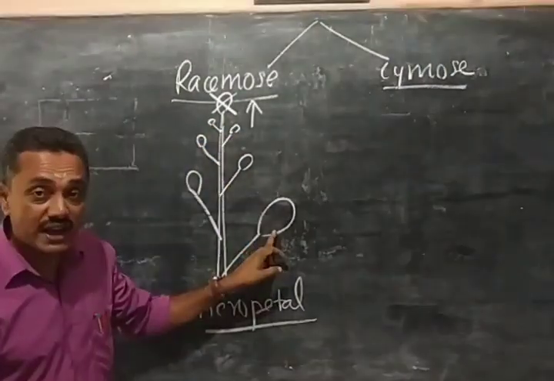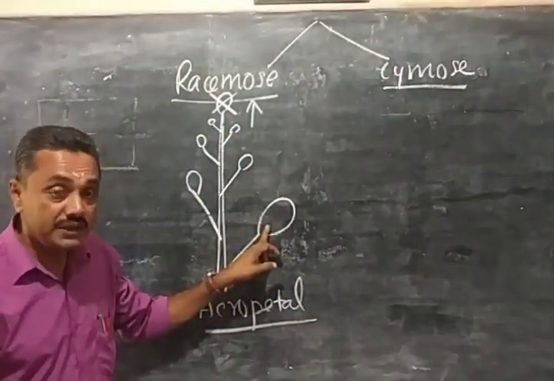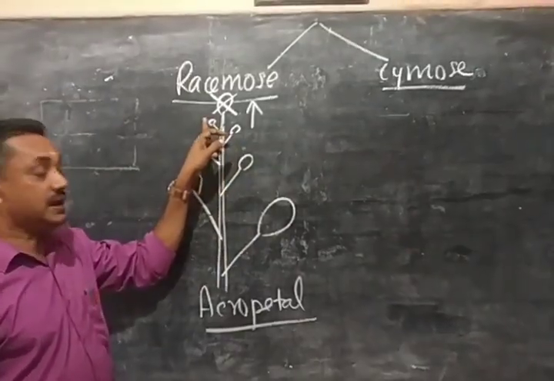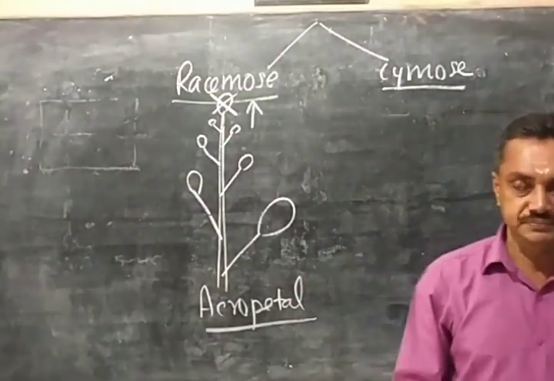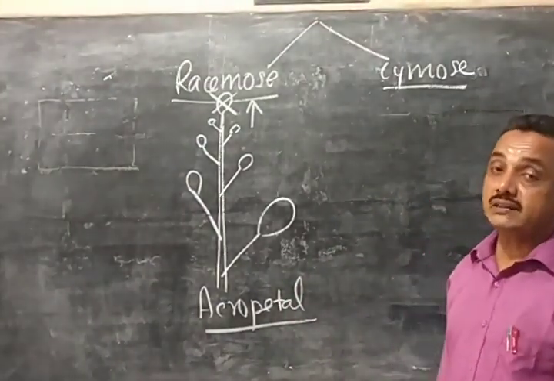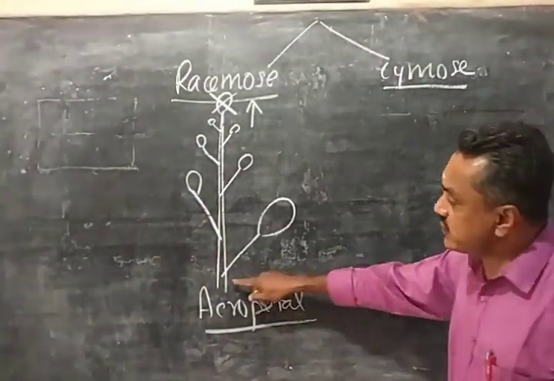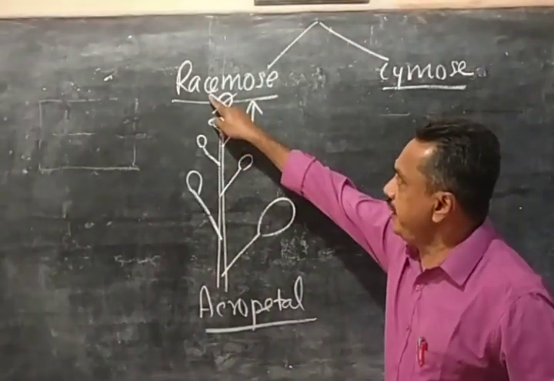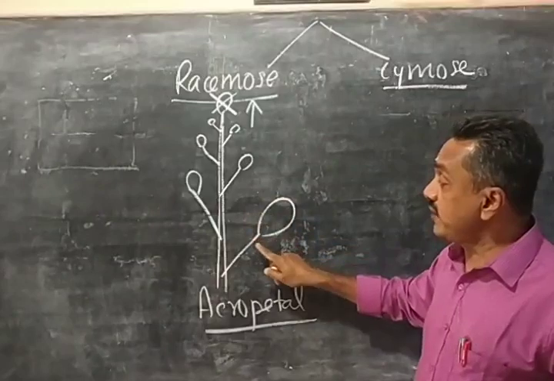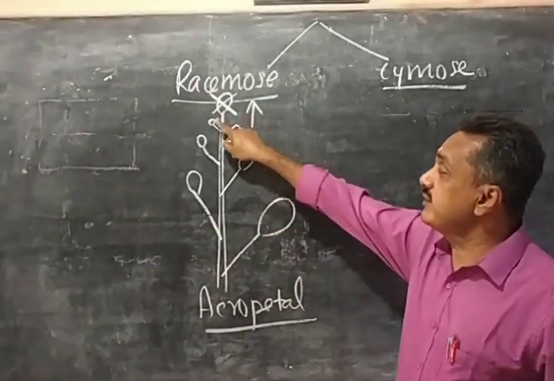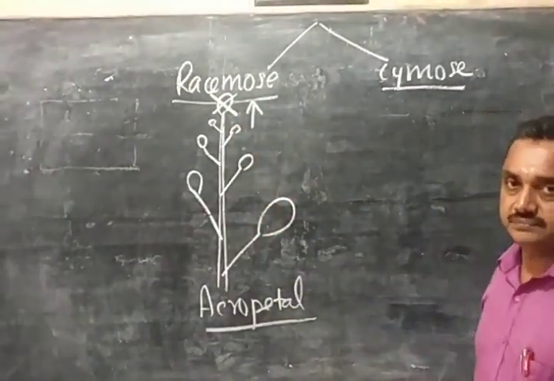Old flowers are seen at the base part, younger flowers are seen at the top. Such an arrangement is called acropetal arrangement. So, remember there are 3 points. The axis grows continuously, never ending in a flower. The arrangement of flowers is called acropetal. Older flowers are seen at the base, younger flowers are seen at the top.